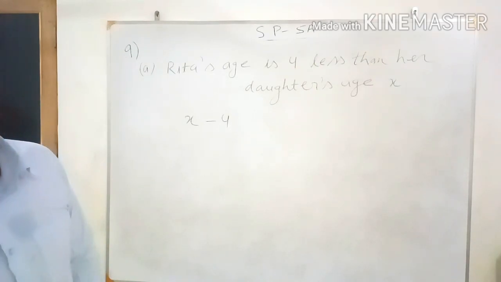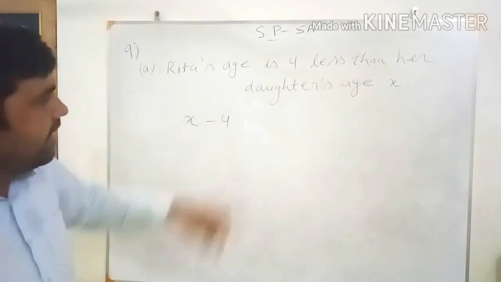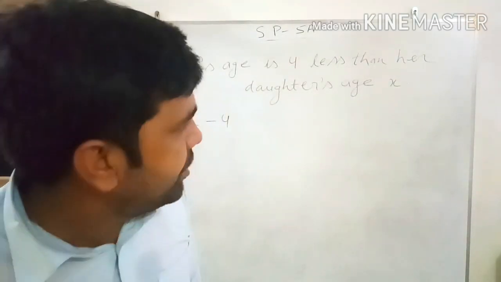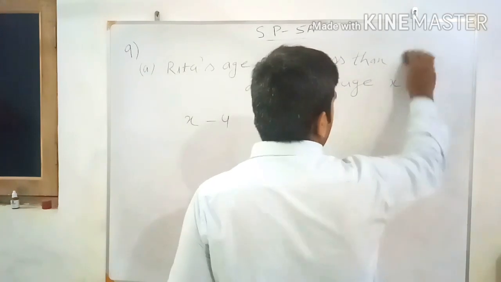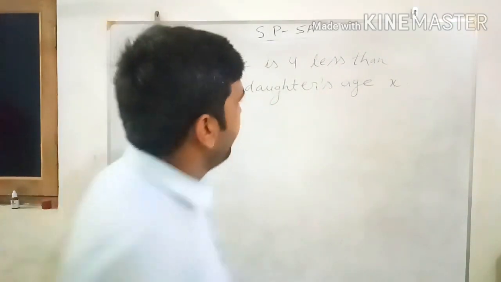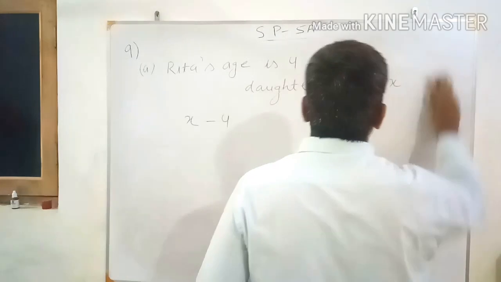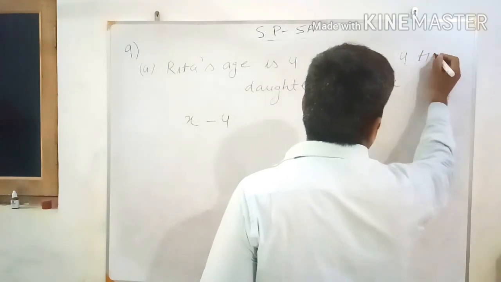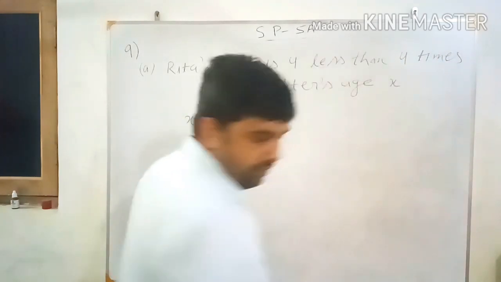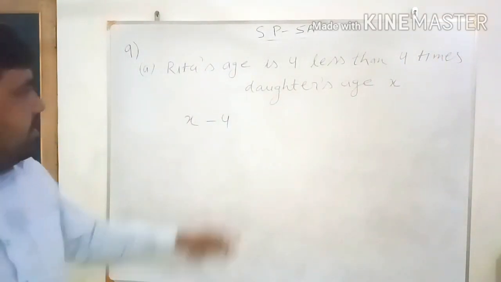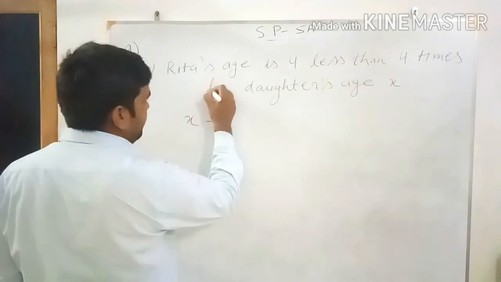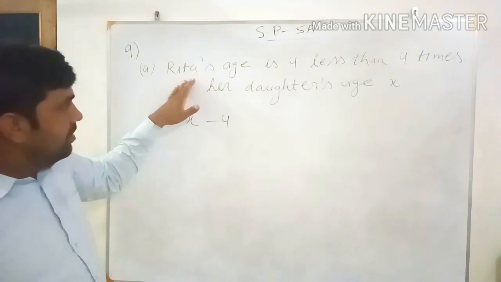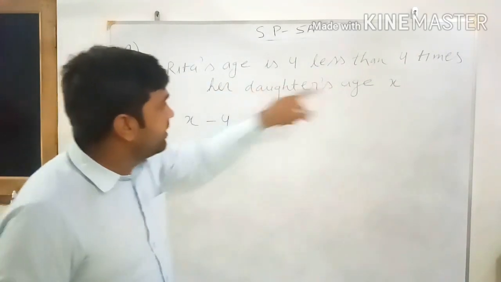Rita's age is 4 less than 4 times her daughter's age. It's an incomplete question, so: Rita's age is 4 less than 4 times her daughter's age.